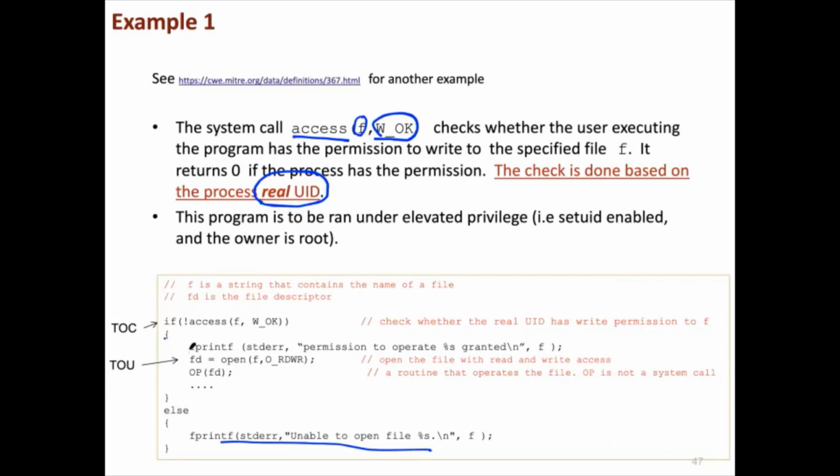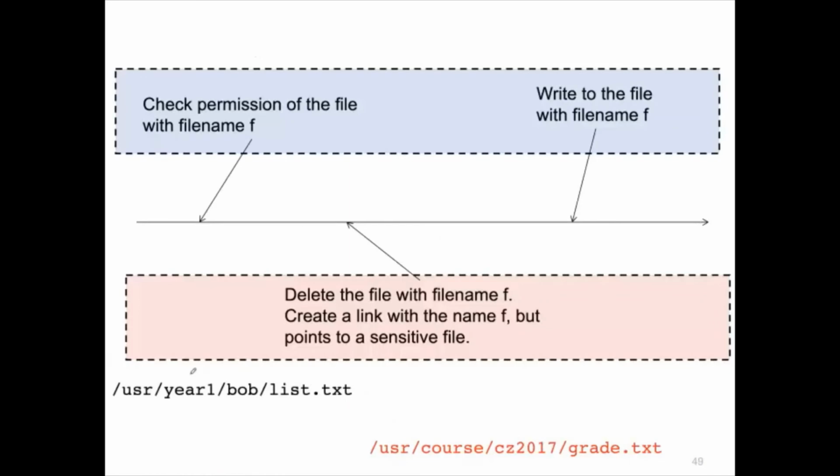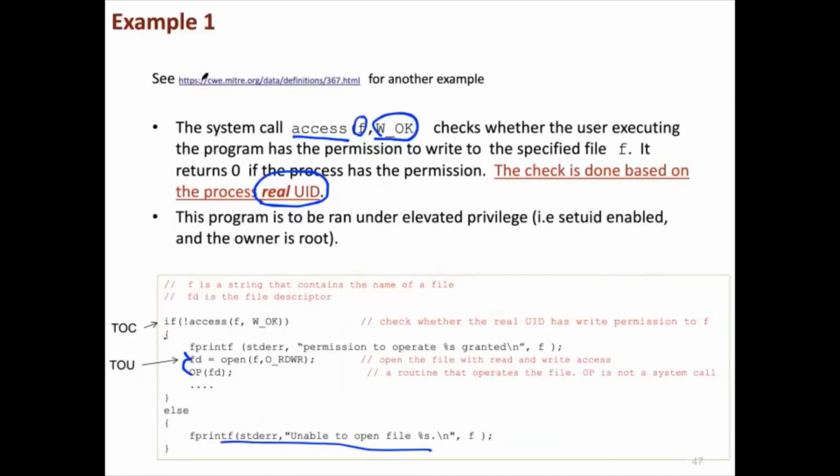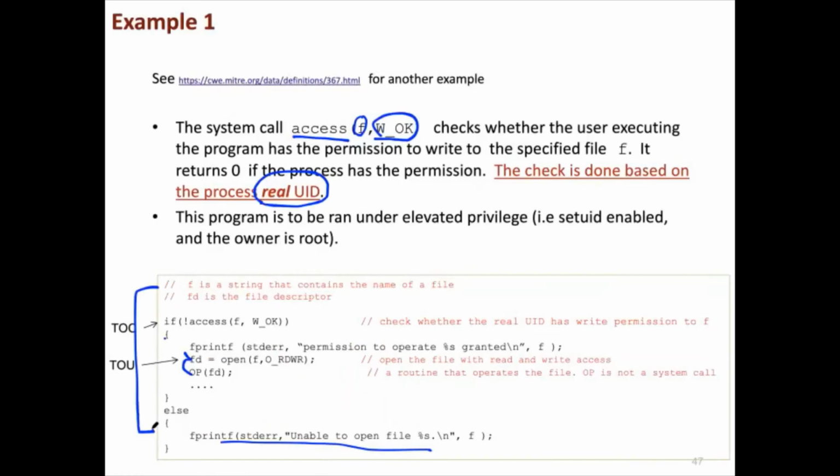So what is the race condition? Let's look at this case. This program has the set UID bit on. That means this program has elevated privilege. This program runs as root. You can imagine this is the bridge that I mentioned in the past two lectures.